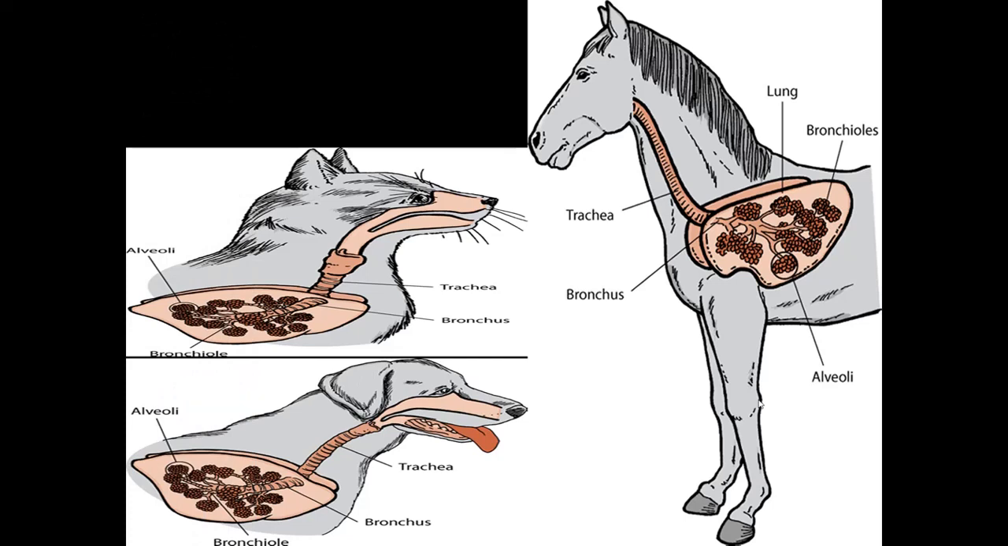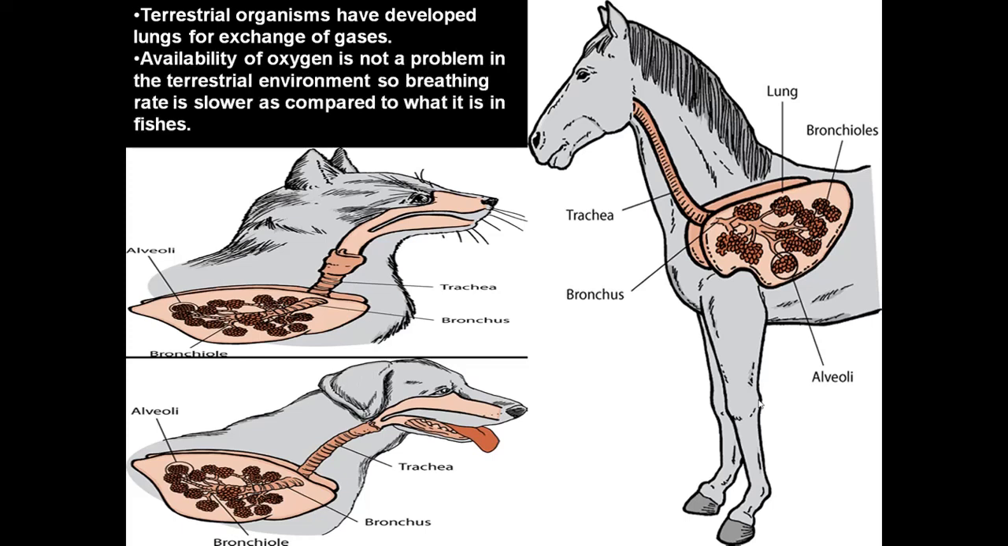What do you observe in this image? These are examples of terrestrial organisms. Horse, dog, cat, all these are terrestrial land animals, isn't it? Terrestrial organisms have developed lungs for exchange of gases. As you can easily notice in this image, these organisms develop lungs for the exchange of gases. Availability of oxygen is not a problem in the terrestrial environment. So the breathing rate is slower as compared to aquatic organisms like fishes.